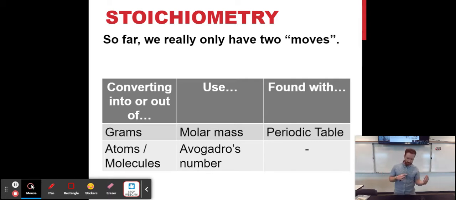And we also talked about how that can be complicated, because if you're working with a molecule, you have to figure out the molar mass by adding up all the molar masses of the things that make up the molecule. But we practiced that. It's really not too difficult. So again, there are only really two moves that we have covered so far in dimensional analysis.